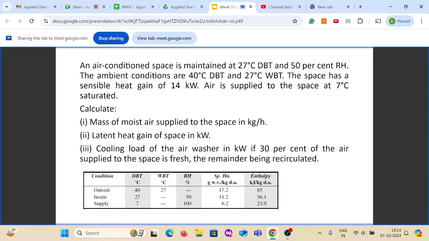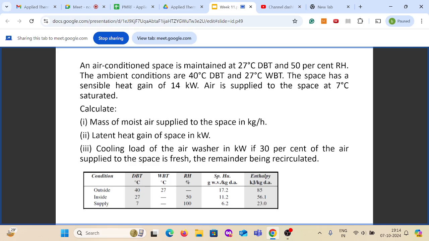We have an air conditioned space maintained at 27 degrees Celsius dry bulb temperature and 50% relative humidity. The ambient conditions are 40 degrees Celsius dry bulb temperature and 27 degrees Celsius wet bulb temperature. The space has a sensible heat gain of 14 kilowatt. Air is supplied to the space at 7 degrees Celsius saturated.